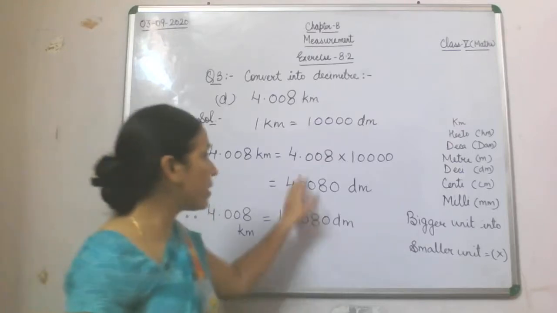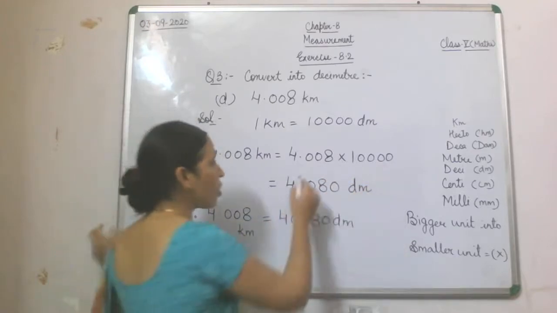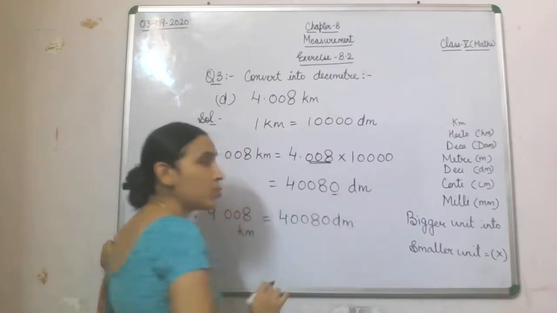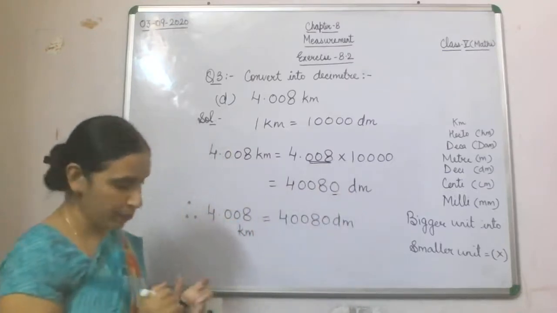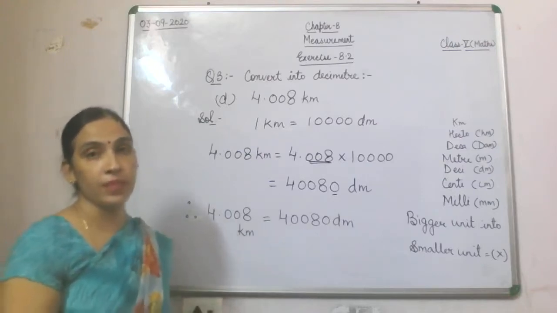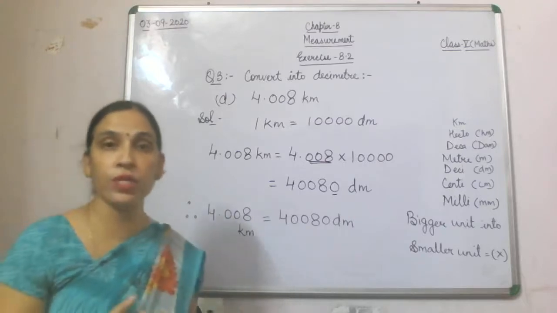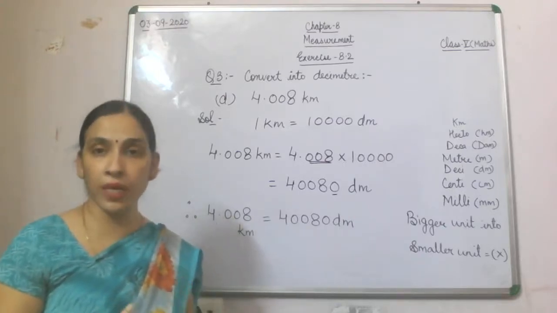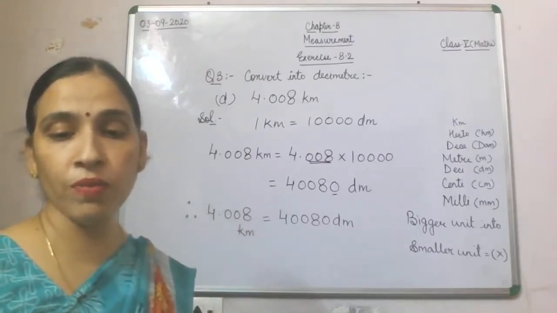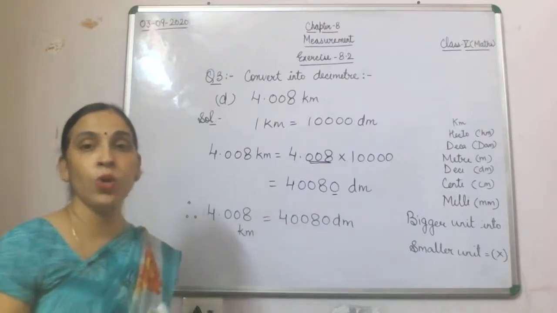See what we have done here. The decimal is shifting 4 places forward. See, 3 places are already here, 008, 3 places. So 1 zero we are going to add to complete 4 places. So here the answer will be 40,080 decimeter. So with this we have completed our question 3, which is conversion from a bigger unit into a smaller unit. In this whole exercise 8.2 we were doing questions related to conversion from a bigger unit into a smaller unit.